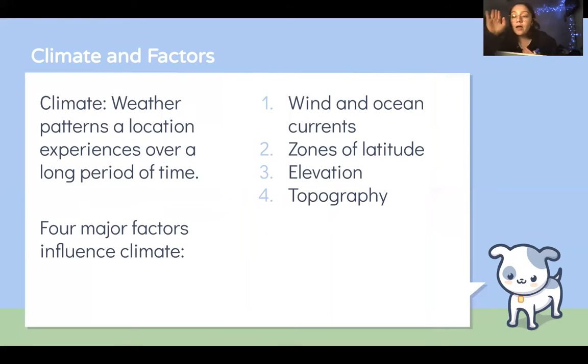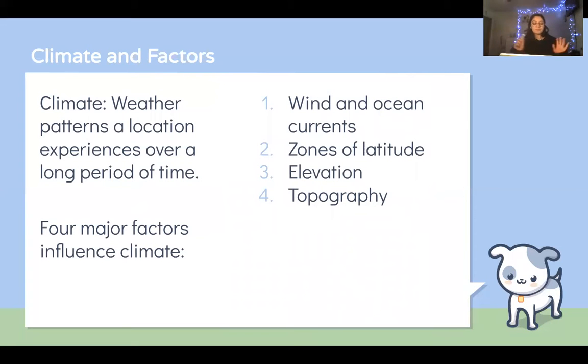So unlike weather, climate is the weather patterns a location experiences over a long period of time. For example, Colorado has a dry, temperate climate, but right now we're having very wet and cold weather outside. That's a short period; climate is a long period. There are 4 major factors that influence climate: wind and ocean currents, zones of latitude, elevation, and topography.